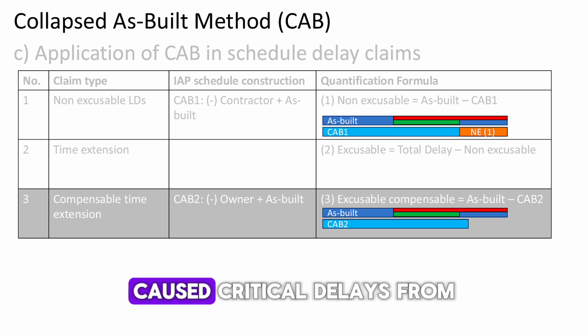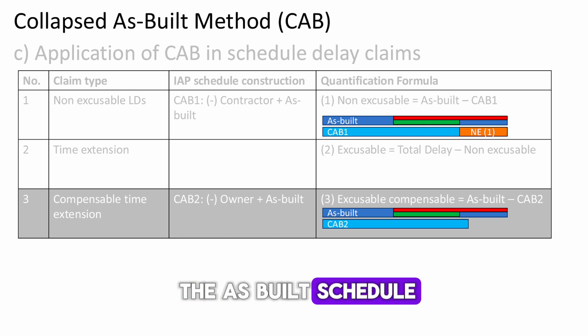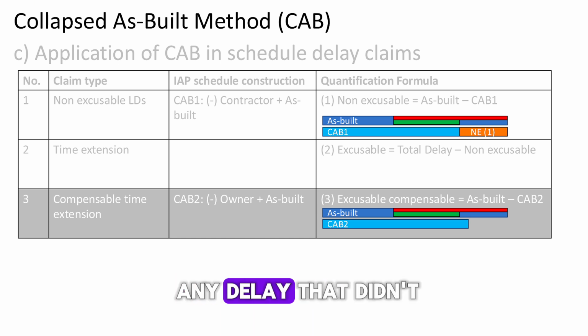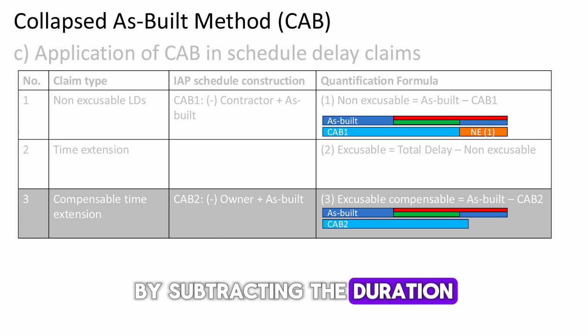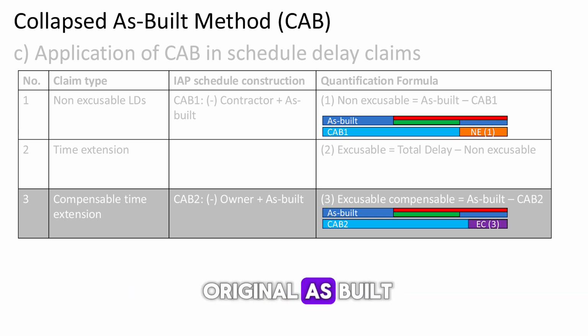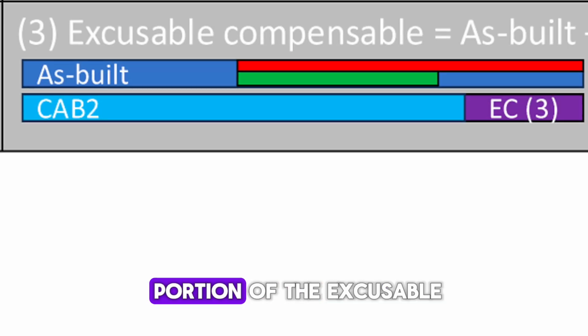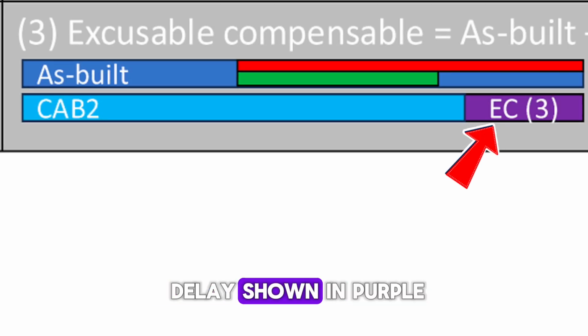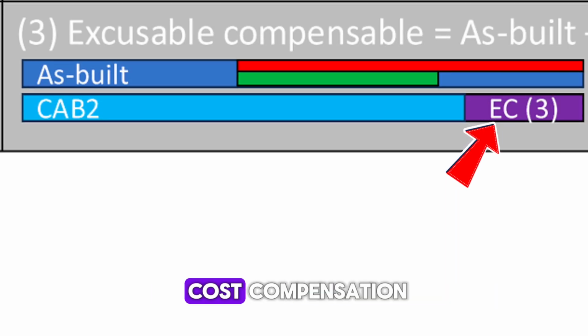Next, to identify how much of that excusable delay is actually compensable, we create CAB-2, which involves removing only the owner-caused critical delays from the as-built schedule. Again, do not remove any delay that didn't alter the critical path at the time it occurred. By subtracting the duration of CAB-2 from the original as-built, we find the compensable portion of the excusable delay, shown in purple, and subject to potential cost compensation.